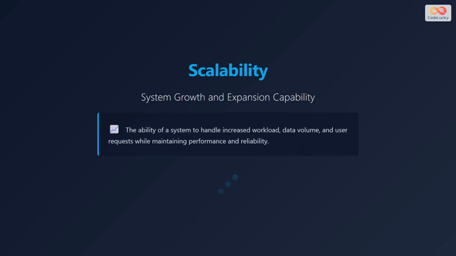Scalability is one of the most important concepts in computer systems and software design. It refers to the ability of a system to handle increased workload, growing data volume, and more user requests while still maintaining good performance and reliability. Think of scalability like a restaurant that can serve more customers as it grows without sacrificing the quality of service. A scalable system can grow to meet demand without breaking down or slowing down.